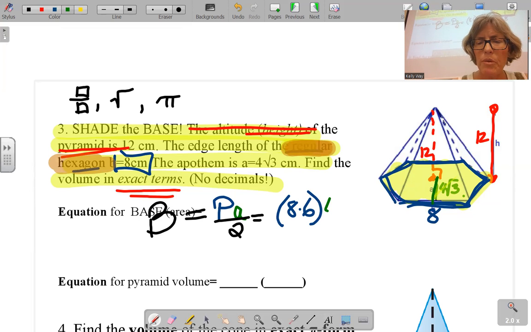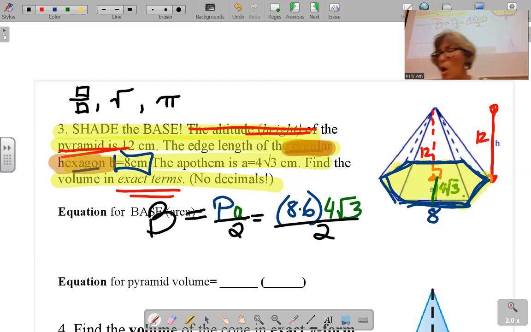Our apothem over 2. I'm going to freeze it. Go. You do the math. No calculators.